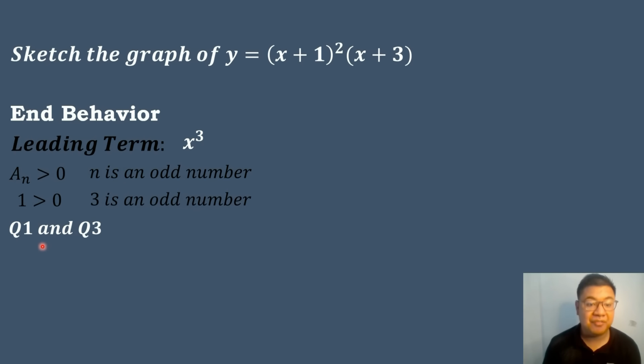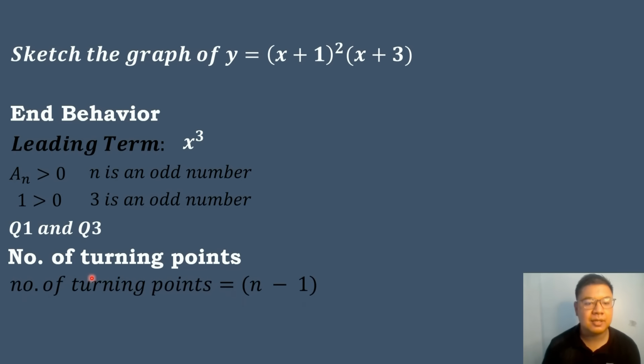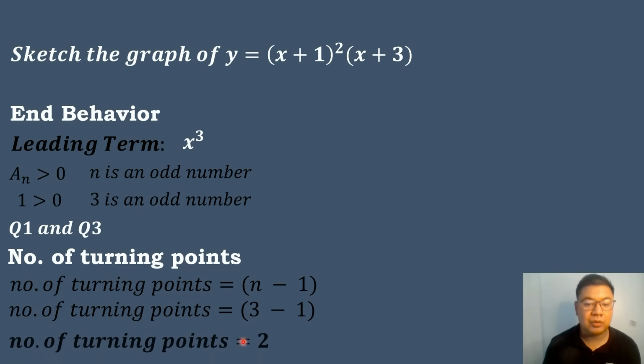Therefore, the end behavior is located at quadrant 1 and quadrant 3. And then after that, we will identify the number of turning points. The number of turning points will be equal to n minus 1, where n is the highest degree of the polynomial. So we have third degree, so 3 minus 1 is equal to 2. So the number of turning points, or the number of bends in the graph, is equal to 2.